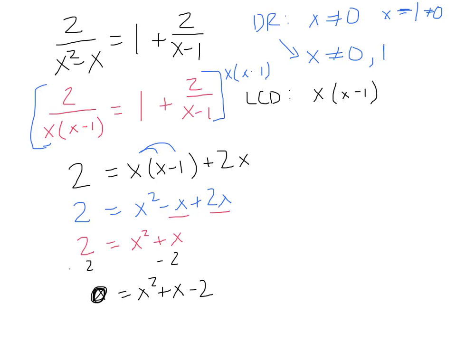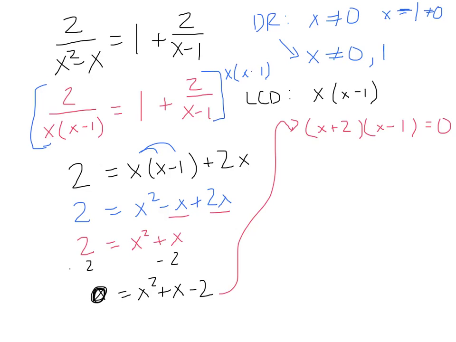So now I'm running out of room, so I'm going to move up to the top again. And it looks like I'm looking for numbers that multiply to be -2 and add to be 1. So that works out to be x plus 2 and x minus 1. Be really careful with your signs. I needed them to add to be a positive x, so I needed the 2 to be the positive one.